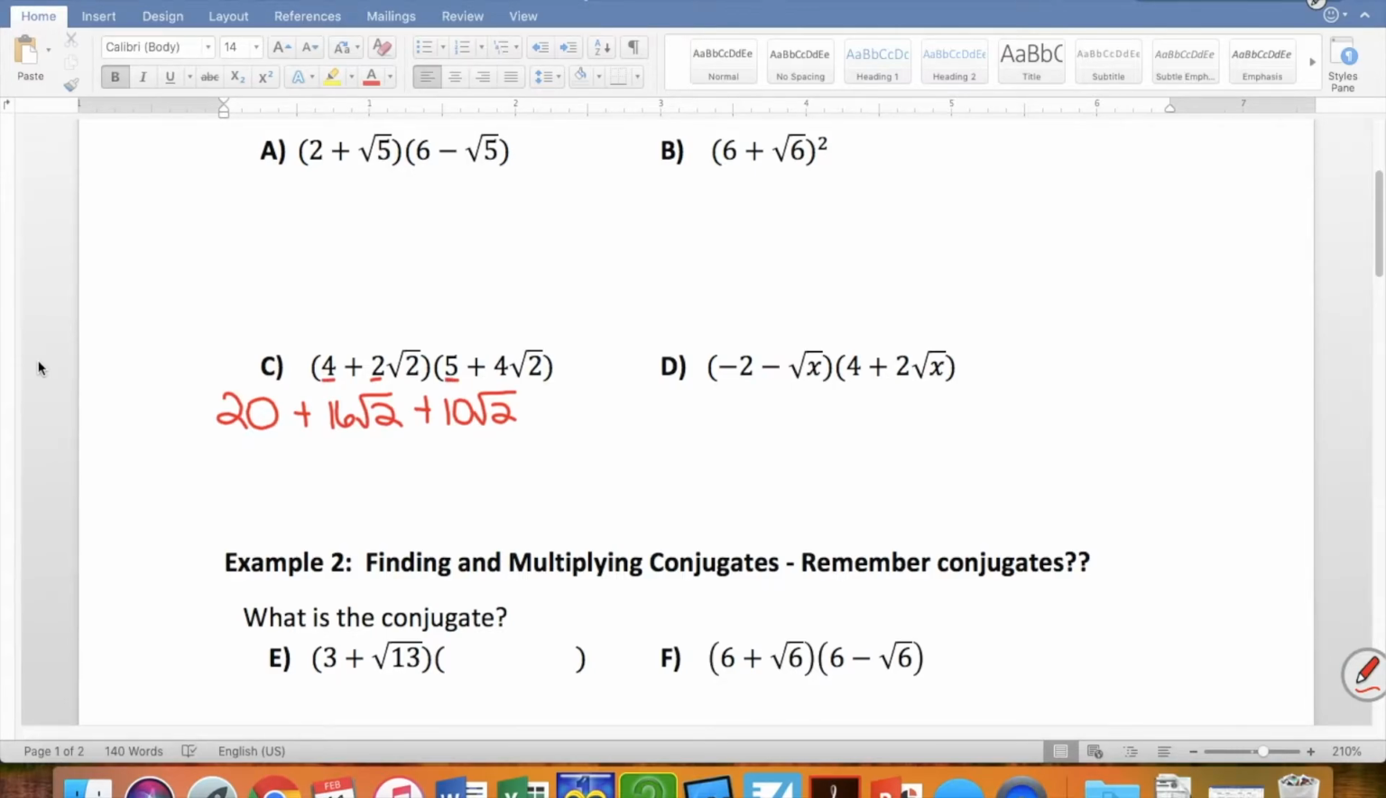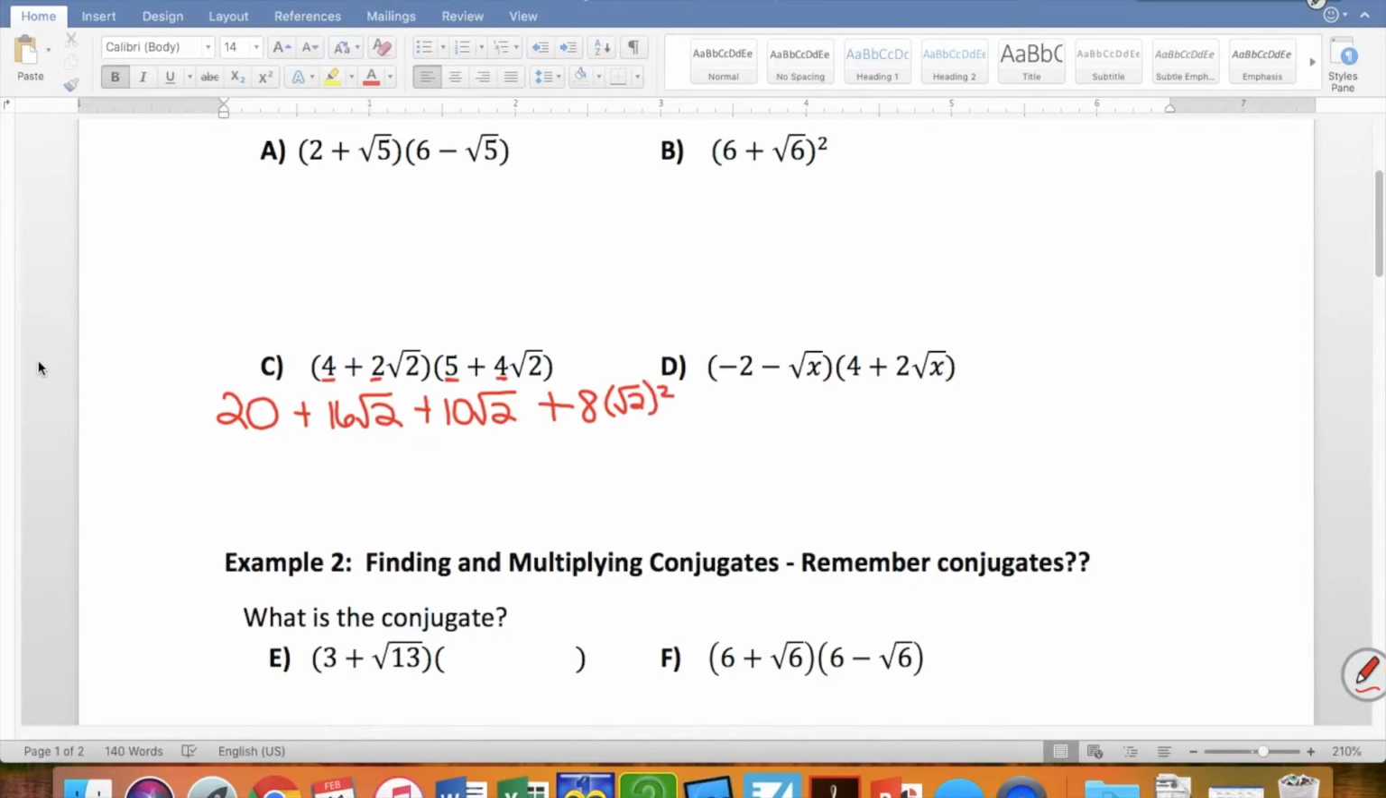And then I multiplied the 4 and the 4. Notice nothing under the radical at this point is multiplied. For my last term, I'm going to do 2 times 4 and get 8. And then I'm going to do the square root of 2 squared.